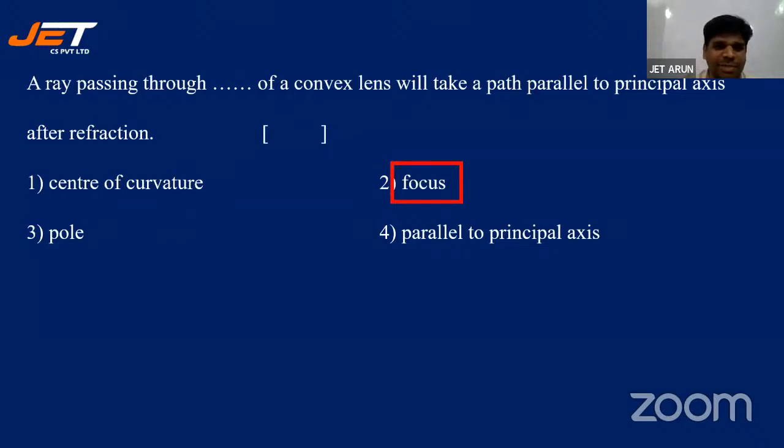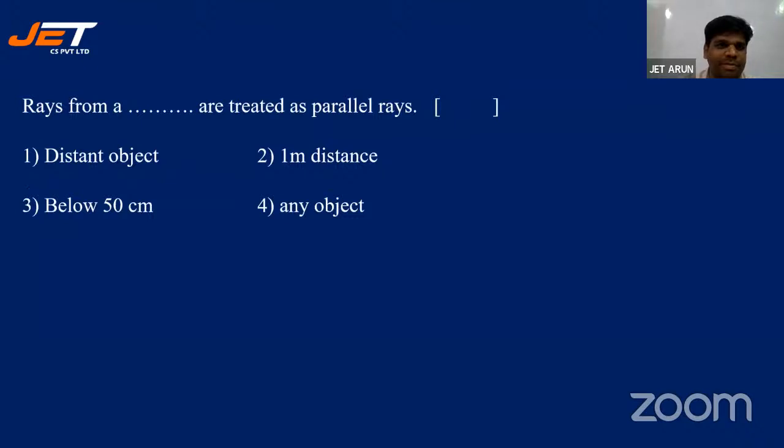All right, let's look at the next one. Rays from a dash are treated as parallel rays. Distant object, 1 meter distance, below 50 centimeters, any object. Pranit says 1, Geeta says 1, Anish says 1, Monica says 1, Navneet says 1. Harshita has a confusion.